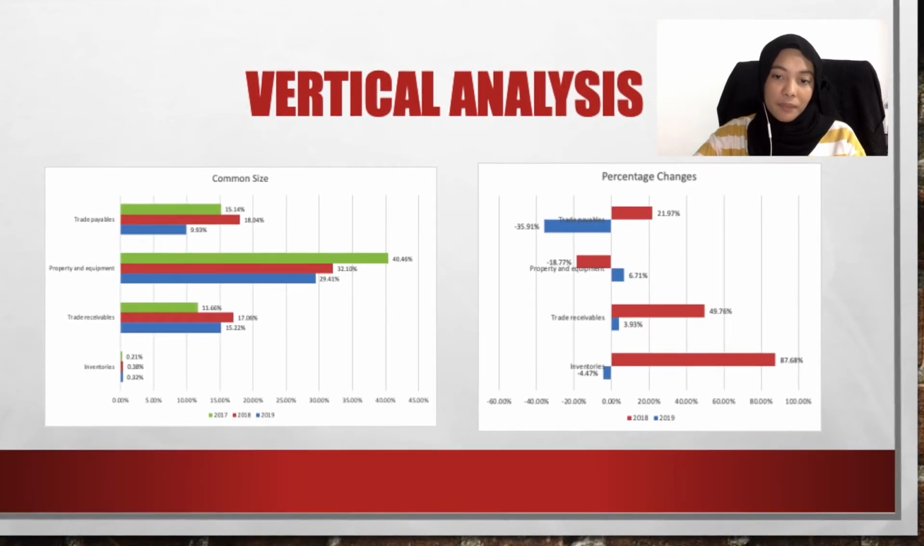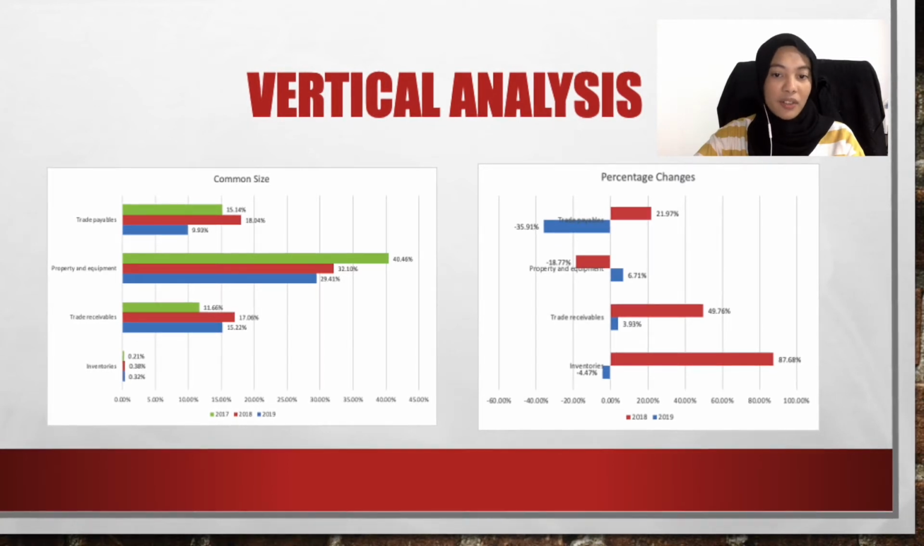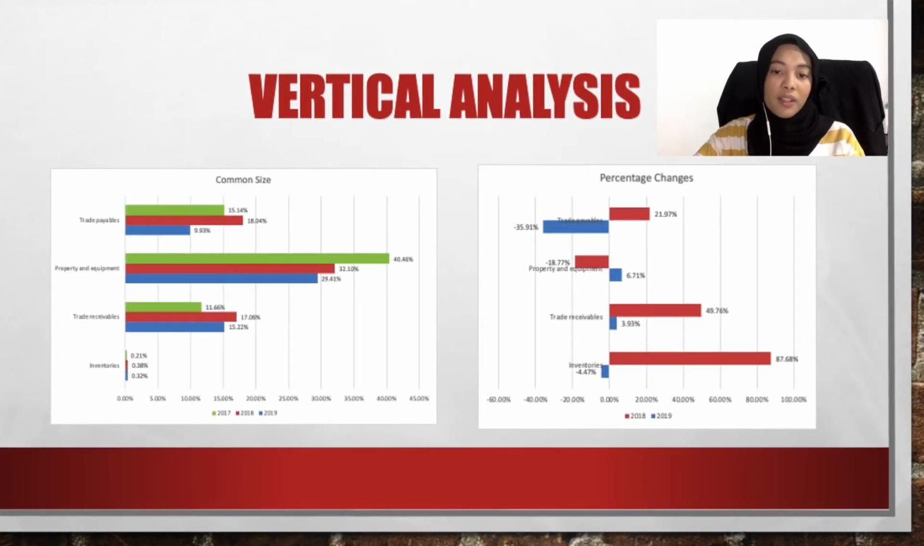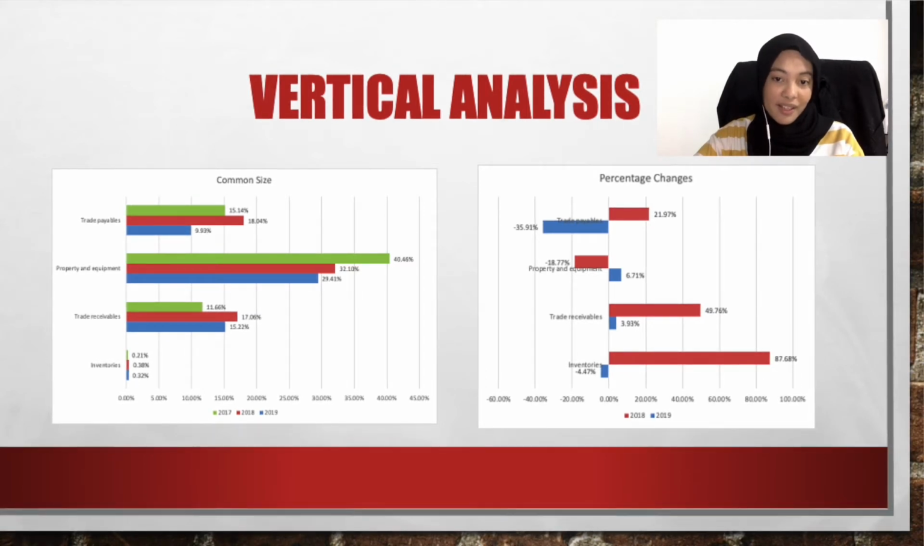For accounts payable in 2017 and 2018, there was an increase in common size, which is the same as the change in percentage. But in 2019, there was a huge drop in common size, to 9.93%, and the change in percentage is negative 35.91%.